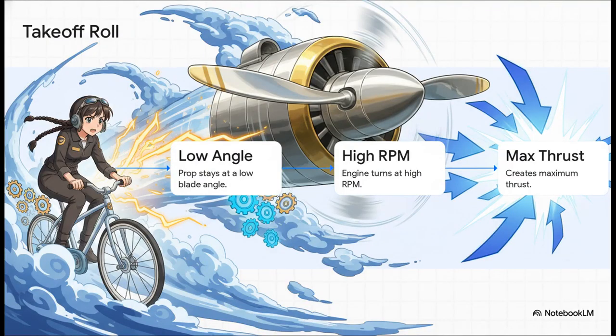Imagine you're on the runway for takeoff. You need max power. The constant speed prop automatically stays at a low blade angle, keeping the AOA small and efficient. This lets the engine scream at high RPM and create a massive slipstream velocity. It's basically like being in first gear on a bike. You're pedaling fast and getting incredible acceleration.